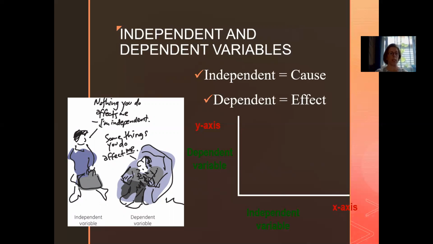I like that the little cartoon here helps me remember. So the independent variable says, nothing you do affects me, I'm independent. And the other guy, the dependent variable, said, some things you do affect me. So not everything, but some things you do affect me.